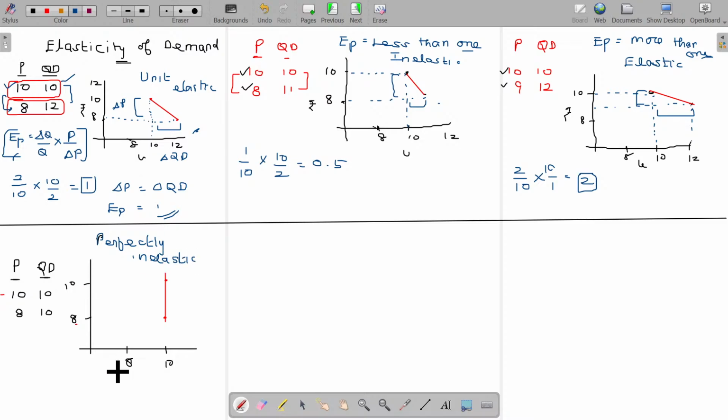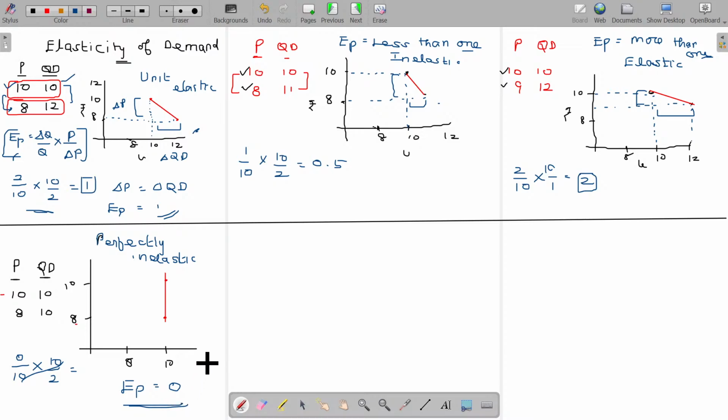Now, what about the answer? Elasticity of demand with respect to the price. Apply this formula: change in quantity, being 0, divided by existing quantity, multiplied by the existing price divided by change in price. Now 0 by 2. What is the answer for 0 by 2? 0. So the answer is 0, so inelastic. Perfectly inelastic where we have 0.